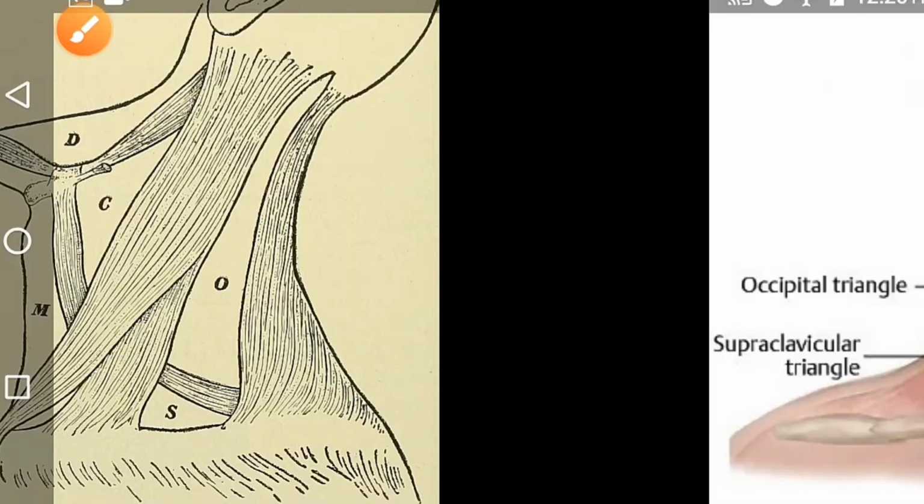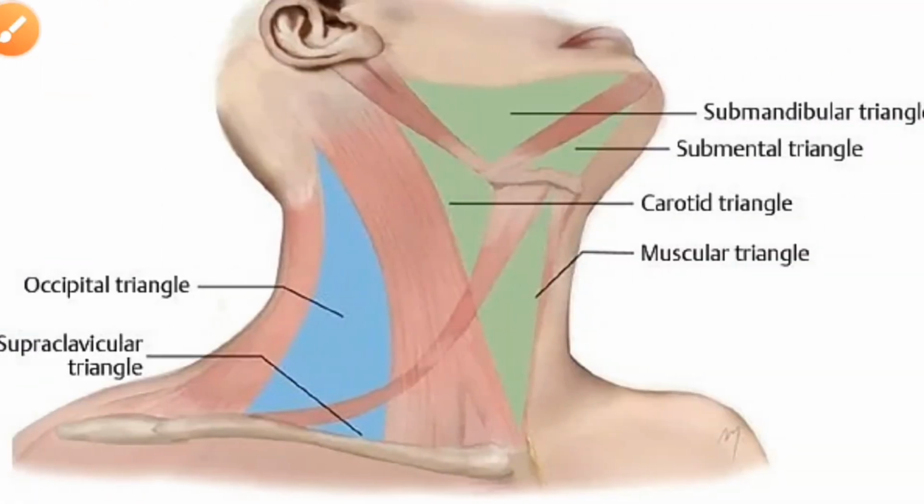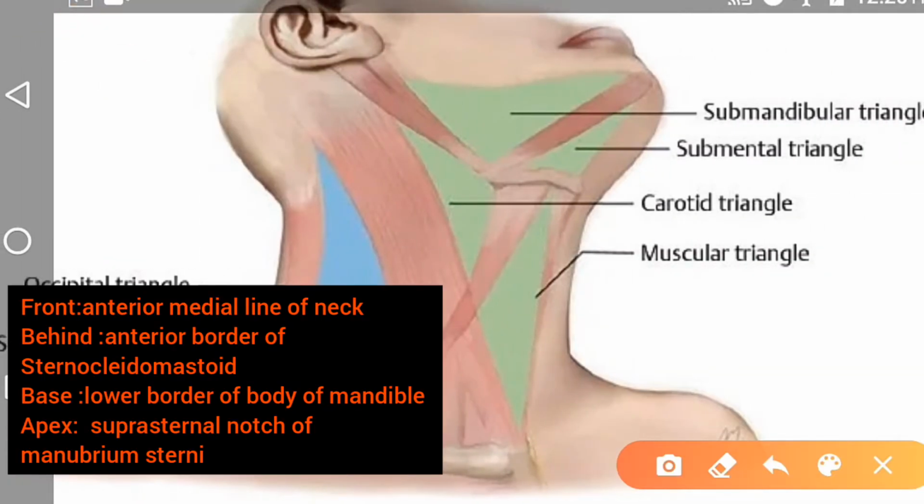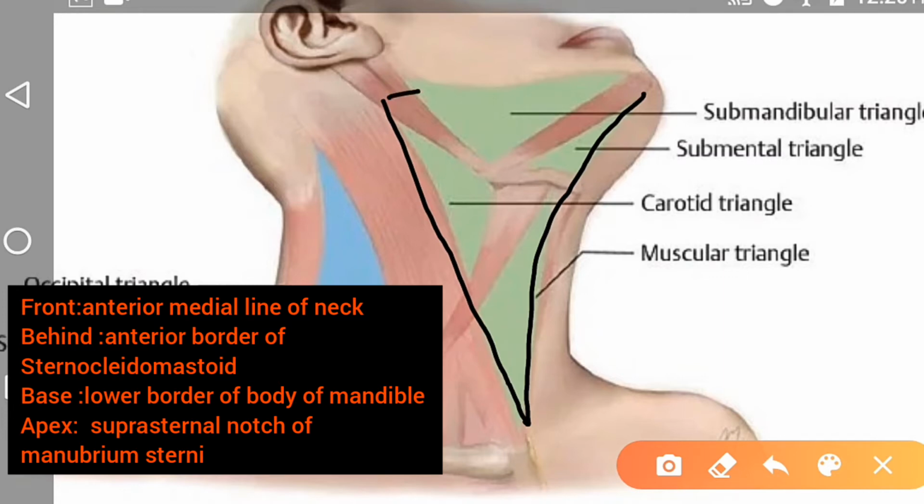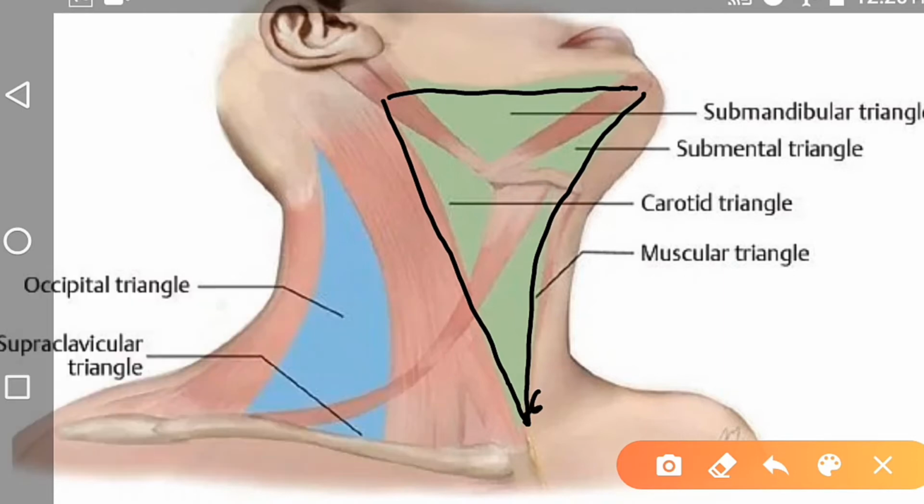These are the boundaries. In the front there is the anterior midline of the neck, and behind is the anterior border of the sternocleidomastoid, and the base is formed by the lower border of the mandible, while the apex is formed by the suprasternal notch.